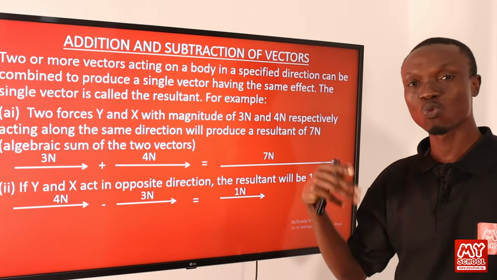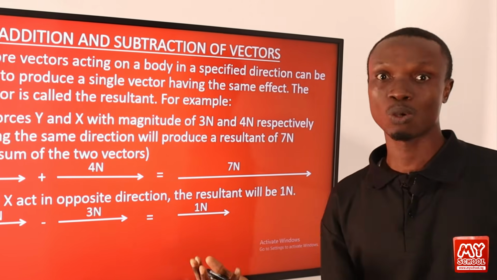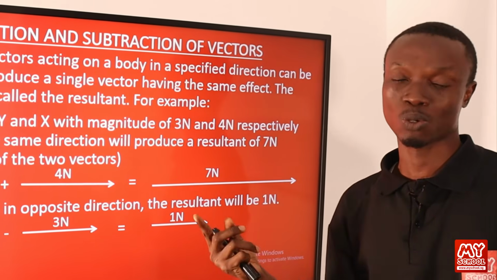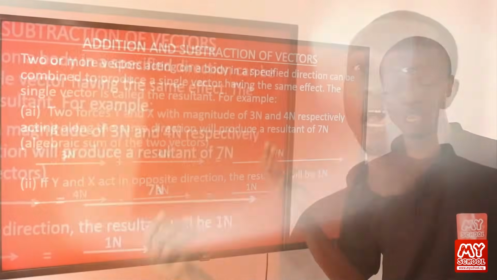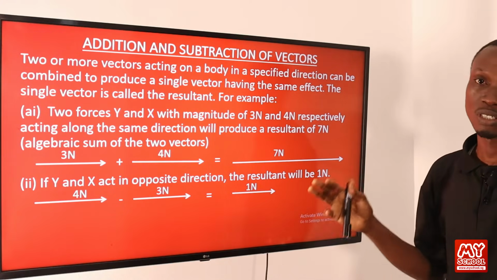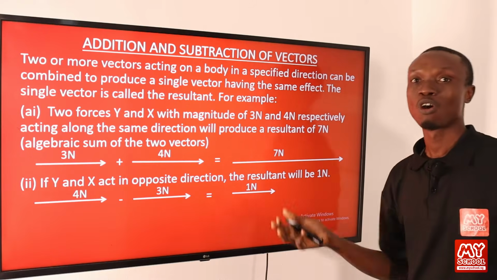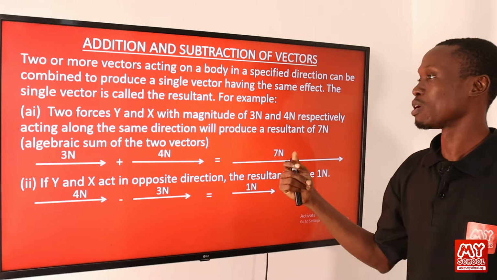So if you are asked what a resultant vector is, just tell them that a resultant vector is a single vector that has the same effect in magnitude and direction as two or more vectors acting together. That is just a simple explanation for the resultant of vectors. So let's see some examples.